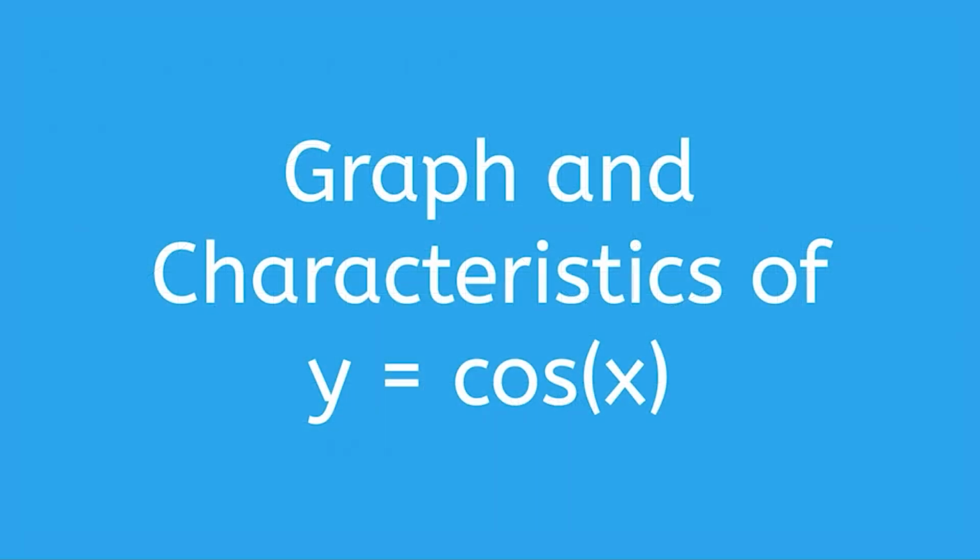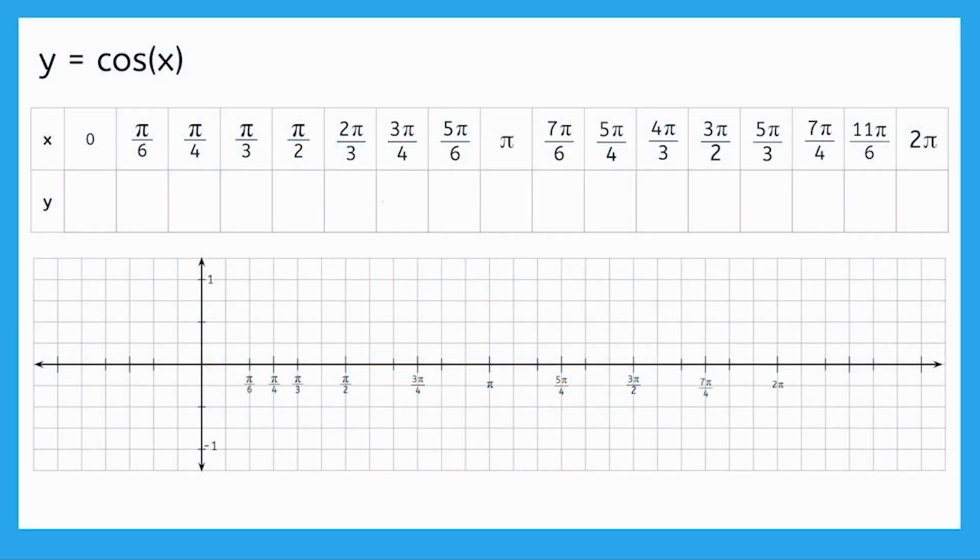Now that we've graphed and analyzed the function y equals sine of x, let's take a look at the function y equals cosine of x. Take a crack at graphing y equals cosine of x on your own by filling in the table using the decimal values, plotting the points, and connecting them with a smooth line. Let's see how you did.